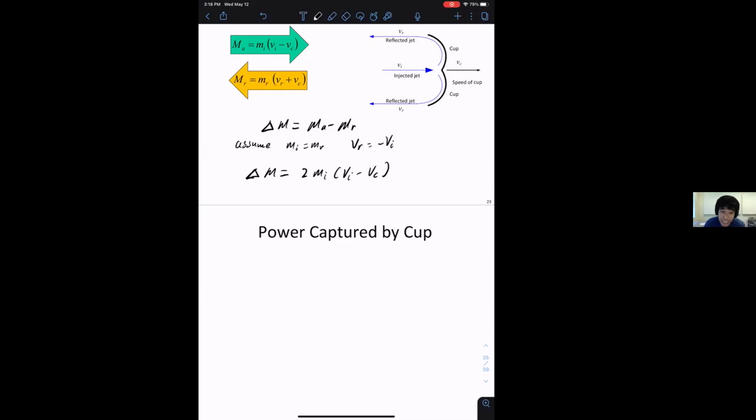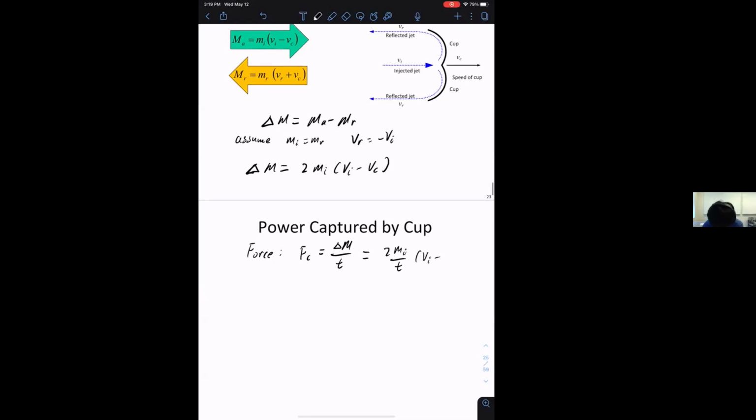Okay, so review the equations. Anybody remember how I convert this to force? How do I convert momentum to force? Isn't momentum just a derivative of force? Good. Here we'll take an even simpler equation. We'll take momentum to force to be momentum divided by t. So this is 2m over t times (VI minus VC). How do I convert force to power?